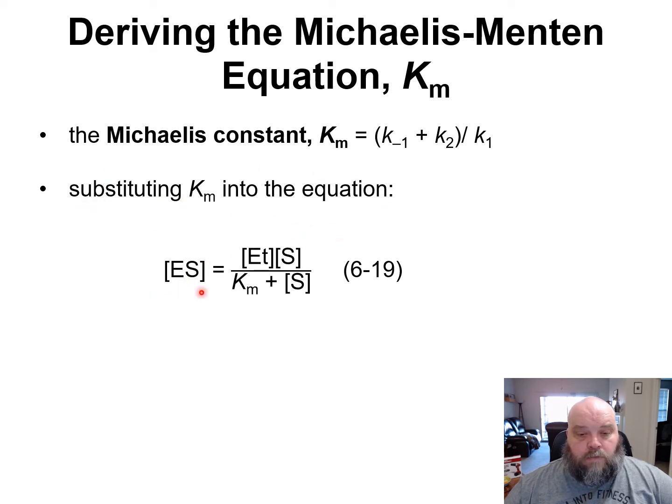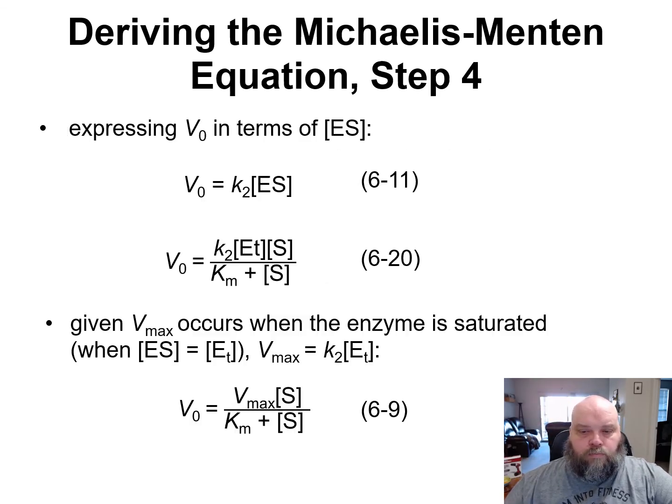Our equation then: the formation of ES equals total enzyme times the substrate, divided by the reaction rates plus S, the total substrate. Everything you're starting with, total enzyme times S, divided by reaction rates. You have to take into account how much substrate is actually there, because remember, low substrate and high substrate will all make a difference. So we go back to our V naught. V naught equals K2 times ES. V naught, K2, ES, boom.